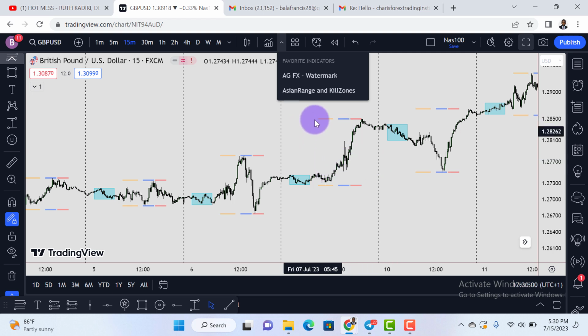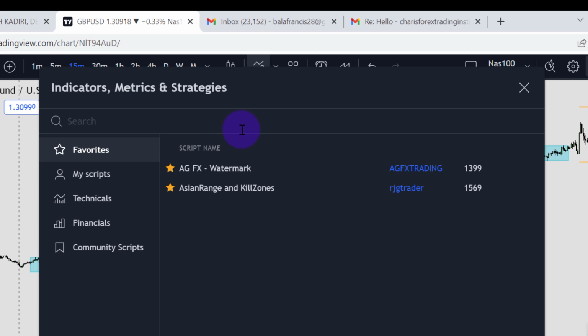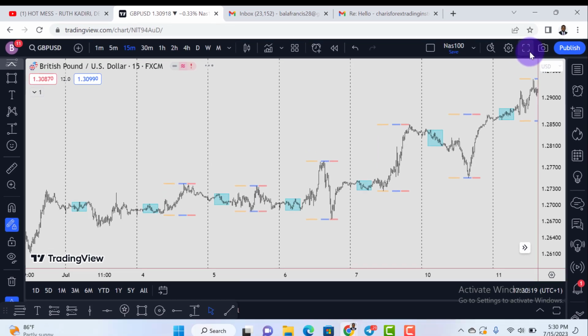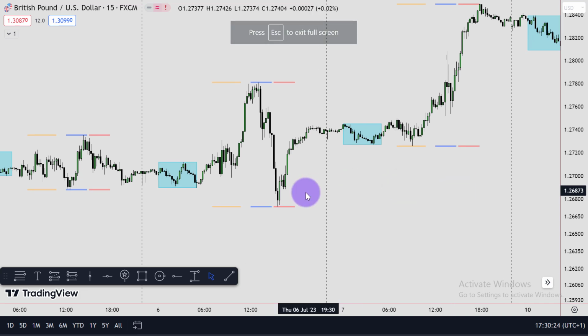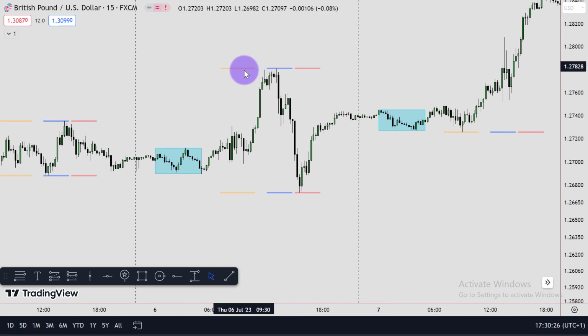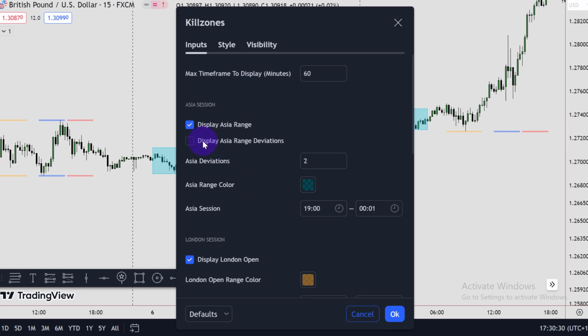screen right here. You can see that on my chart. I already have the indicator added, but just in case you're new and you want to add that indicator, just click here. Once you click here, search for the Asian range and kill zone indicator, then click on it. Once you click on it, it's going to be automatically added to your chart. So once you have it added to your chart, you can also edit a few things. You just click the settings. Once you double tap on it, it's going to show you that indicator.